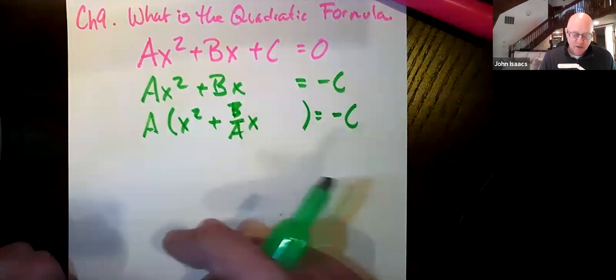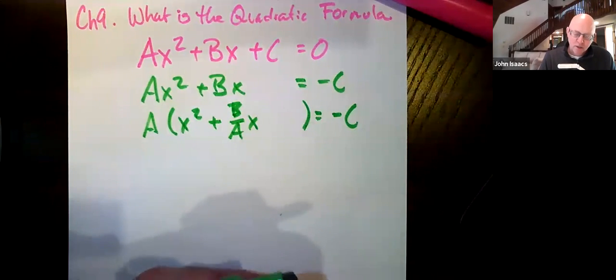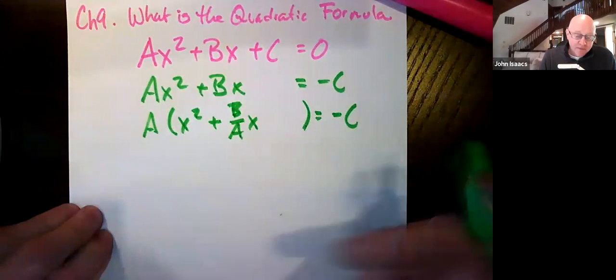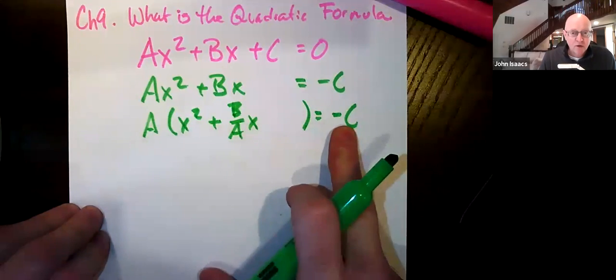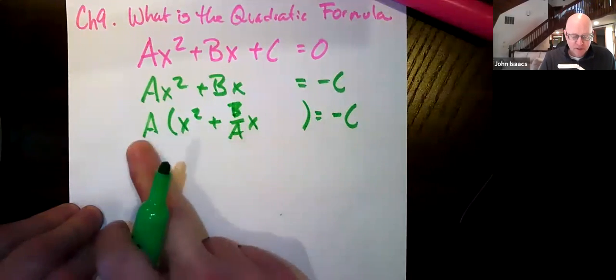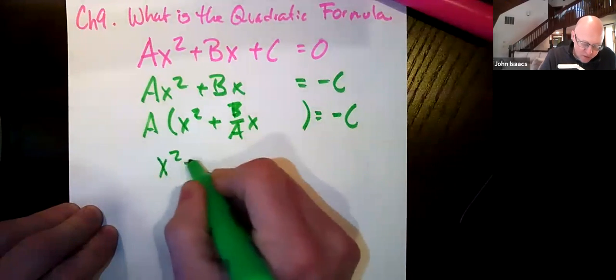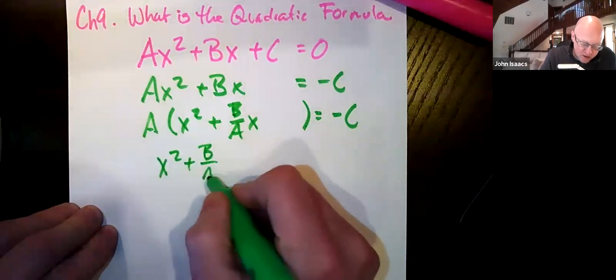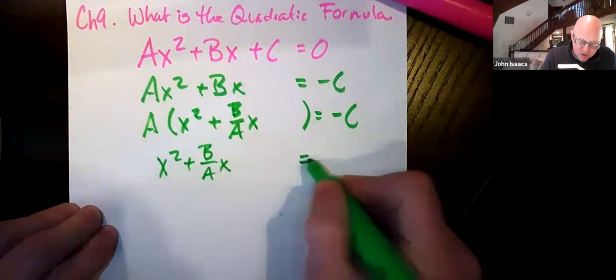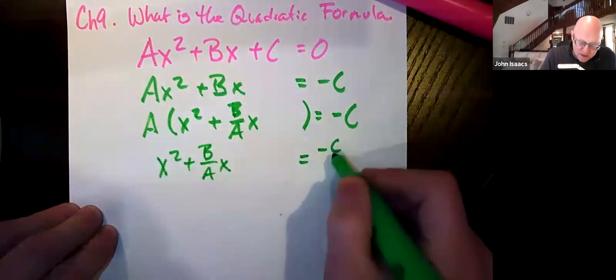Notice I'm leaving a space here while the dog is barking downstairs. Now, in order to get rid of this, I'm going to actually divide it over here. Usually we don't do that, but it just seems easier to get rid of this a right now. So x squared plus b over a x equals negative c divided by a.